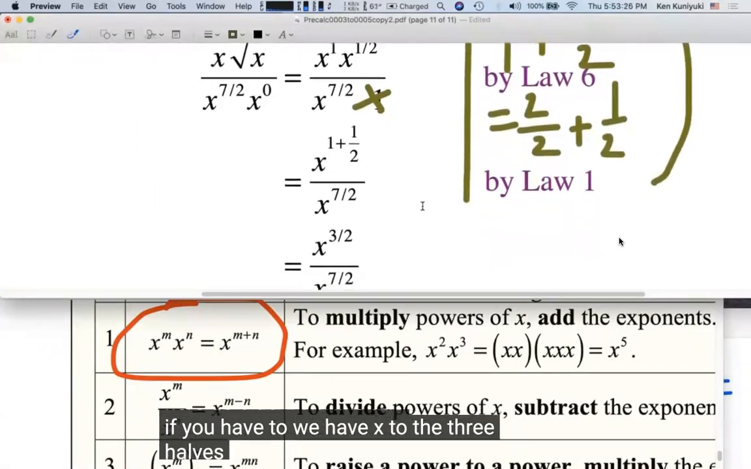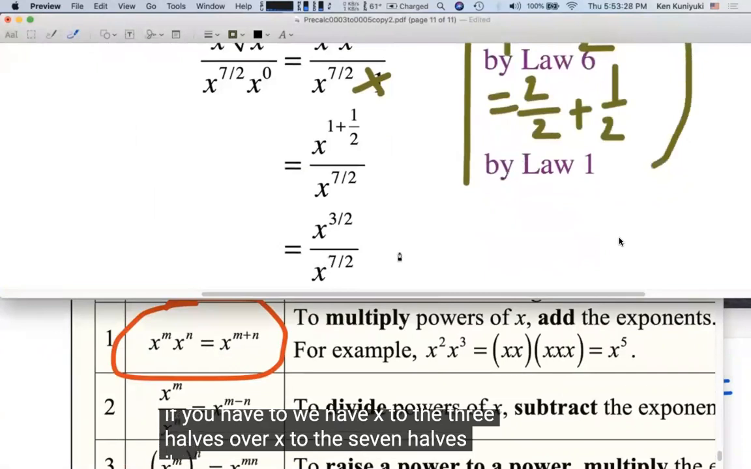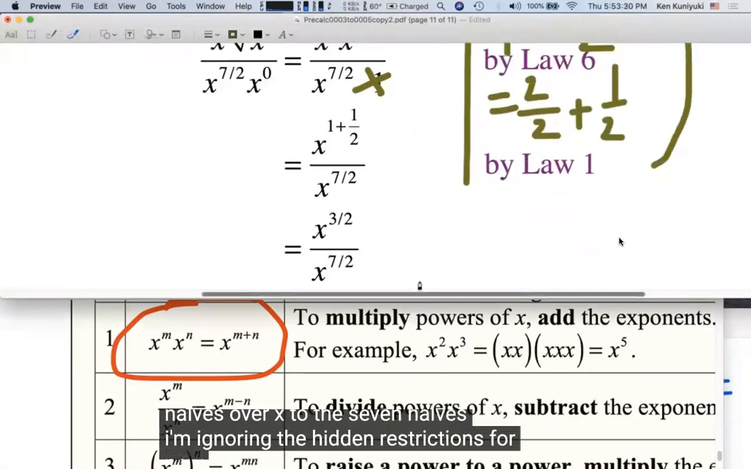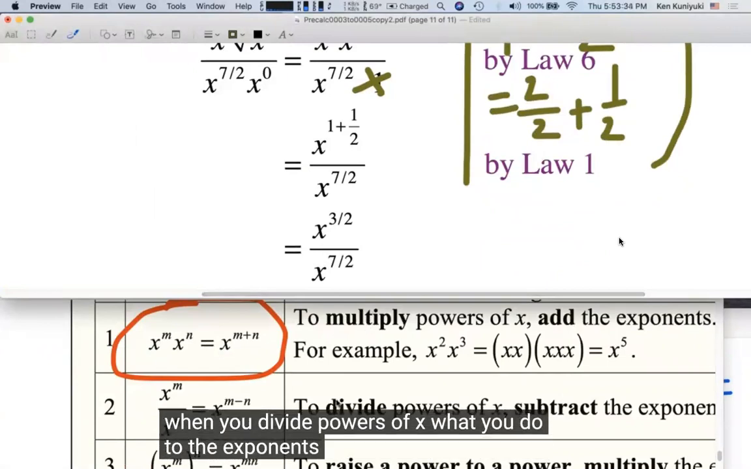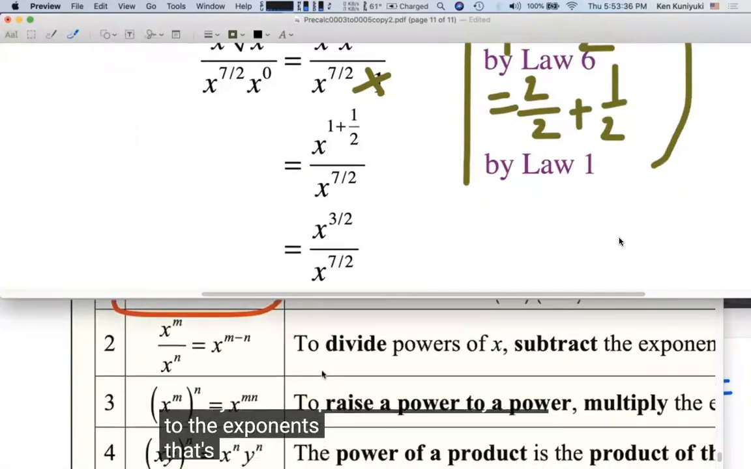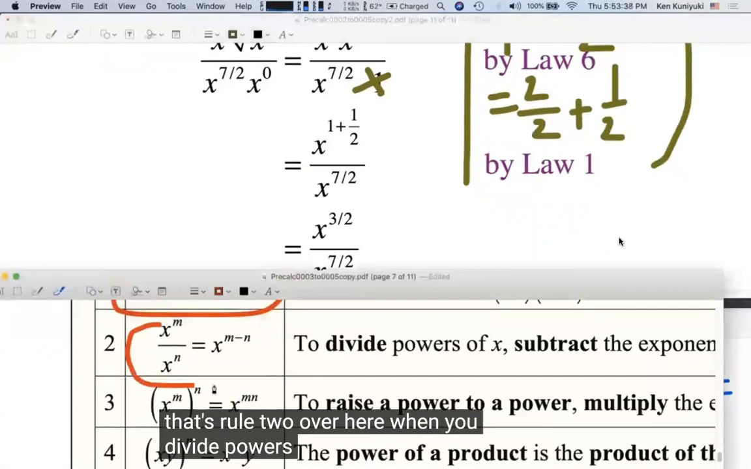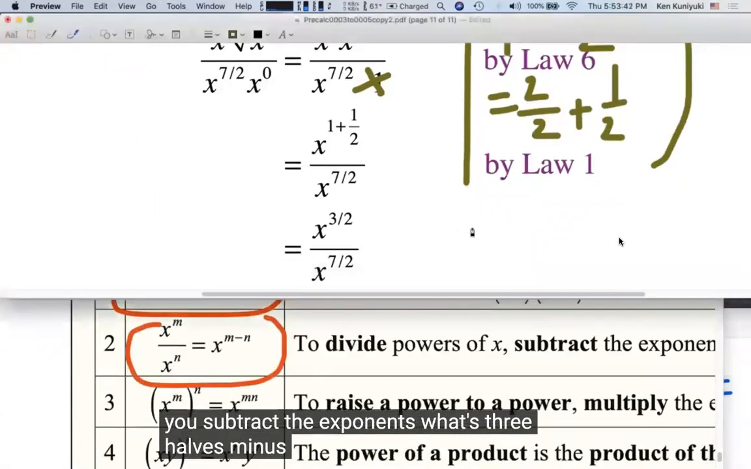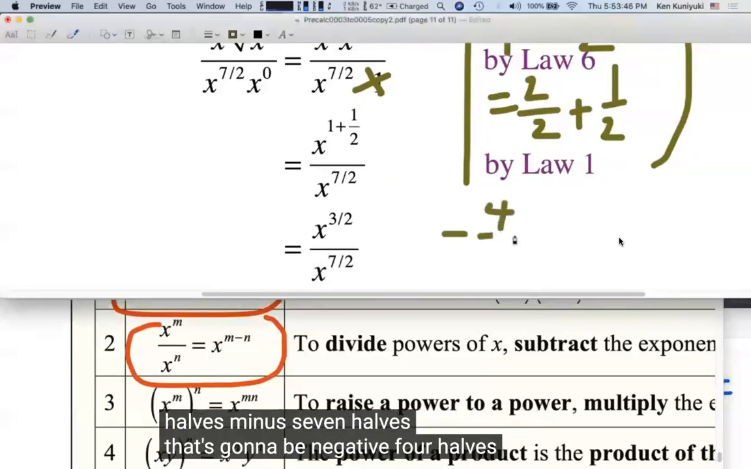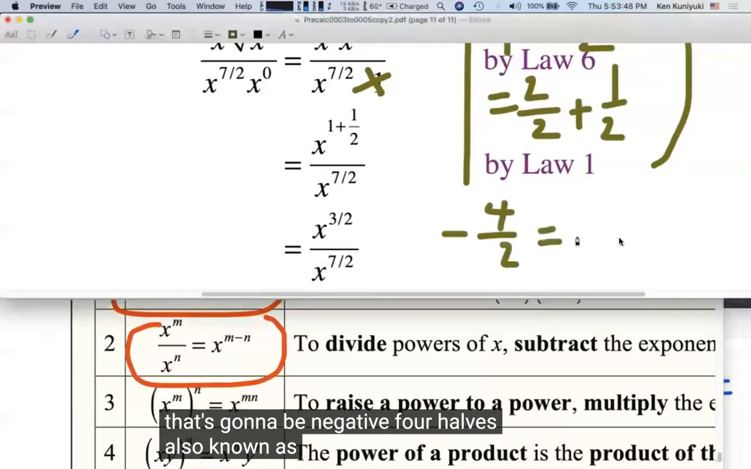We have x to the 3 halves over x to the 7 halves. I'm ignoring the hidden restrictions for now. When you divide powers of x, what do you do to the exponents? That's rule 2 over here. When you divide powers of x, you subtract the exponents. What's 3 halves minus 7 halves? That's going to be negative 4 halves, also known as negative 2.